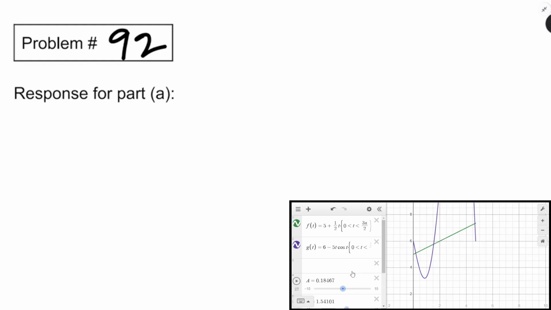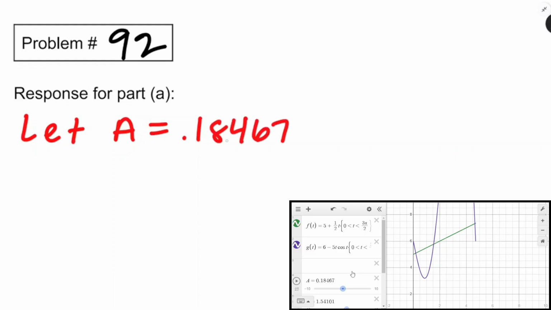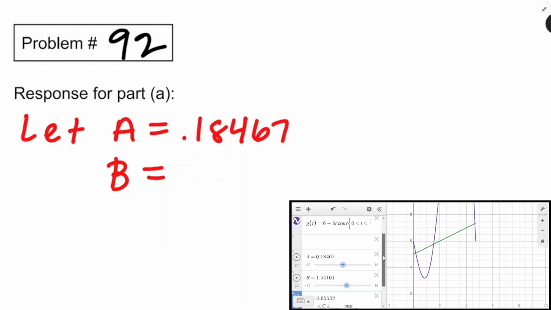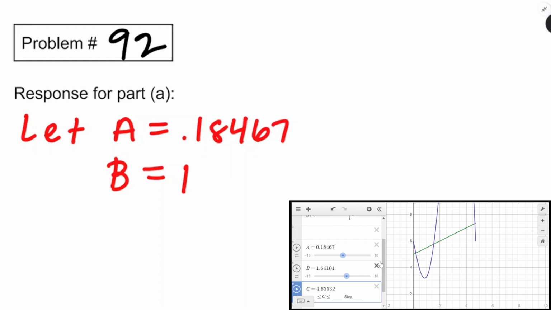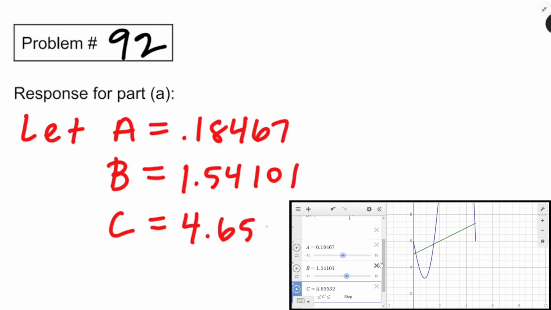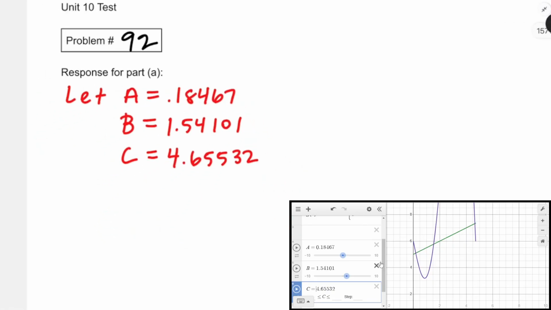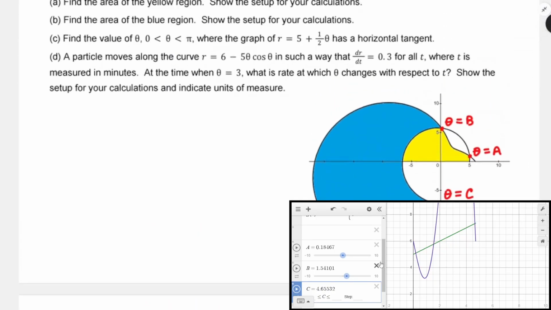Before I even get started, I'm going to say let A equal 0.18467, B equal 1.54101, and C equal 4.65532. And then I'll be ready to do part A, which was find the area of the yellow region.